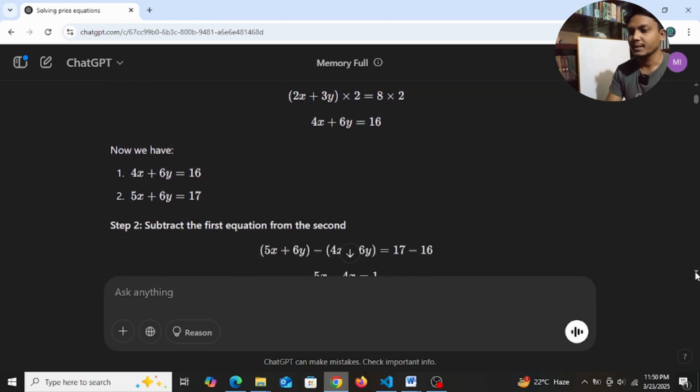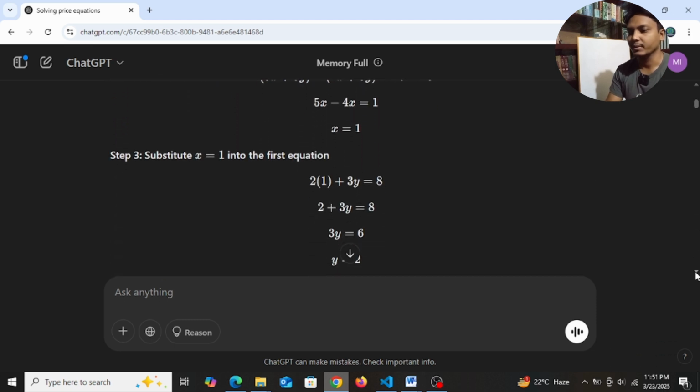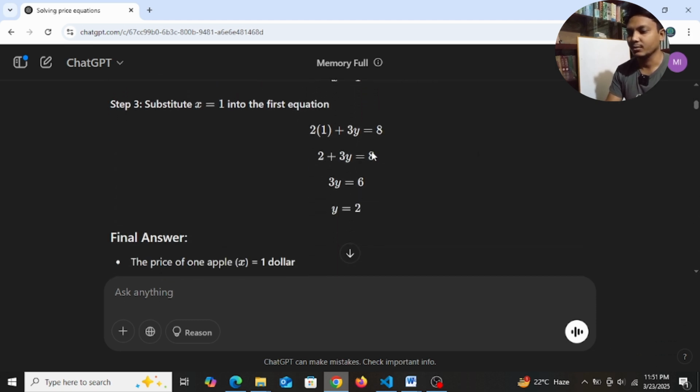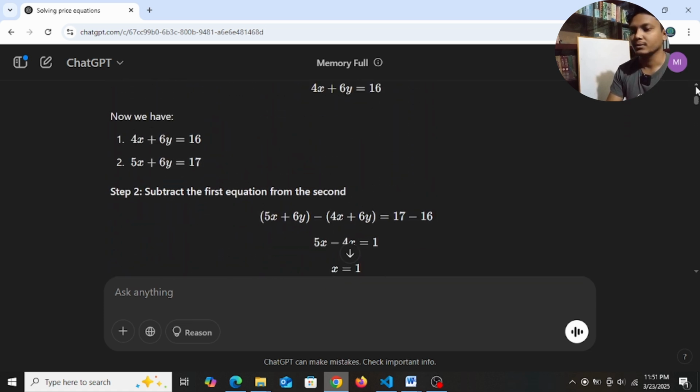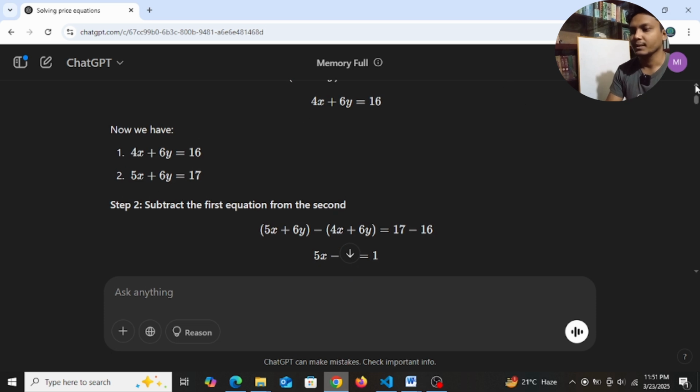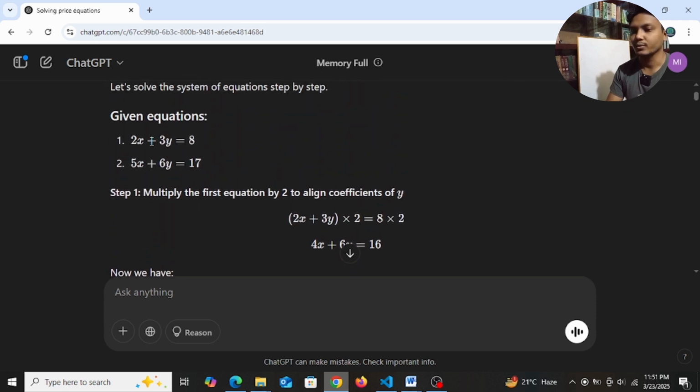So ChatGPT is solving the problem and it's giving me the result: x equals 1, y equals 2. Okay, if you want, you can check it. In these equations, if you put the values x equals 1 and y equals 2, you will get 8. x is 1, 3 into 2 is 6, so 6 plus 2 would be 8. So this is true as well, right?